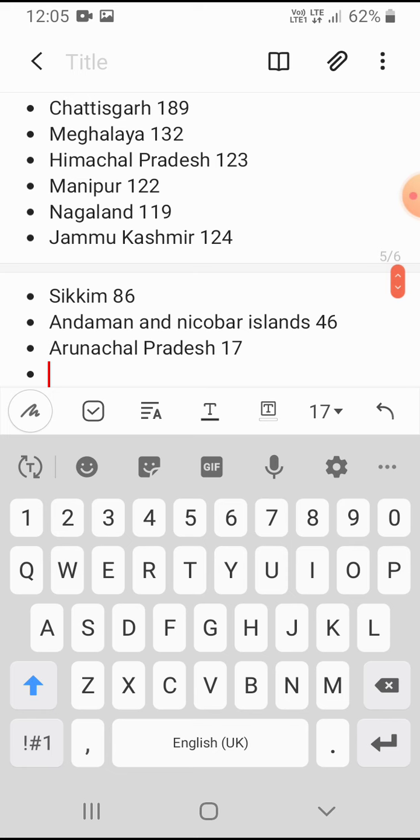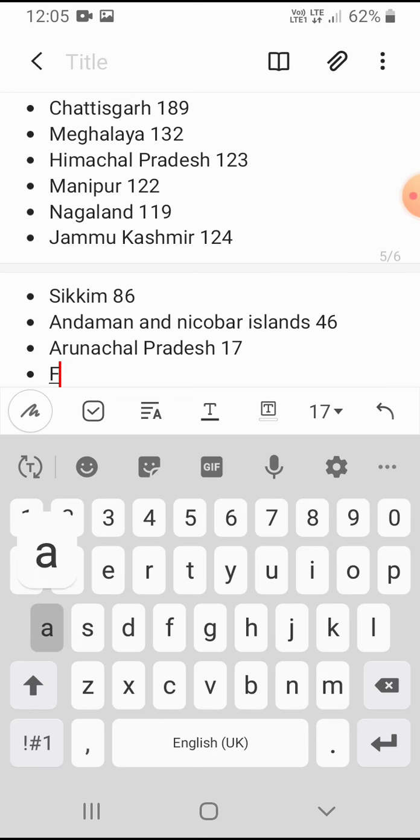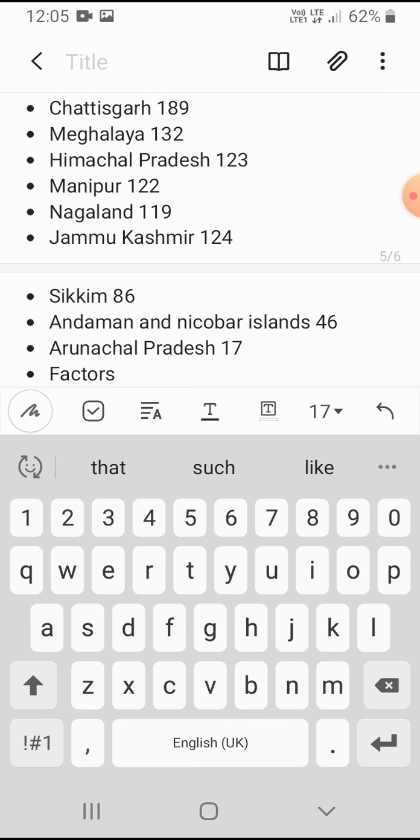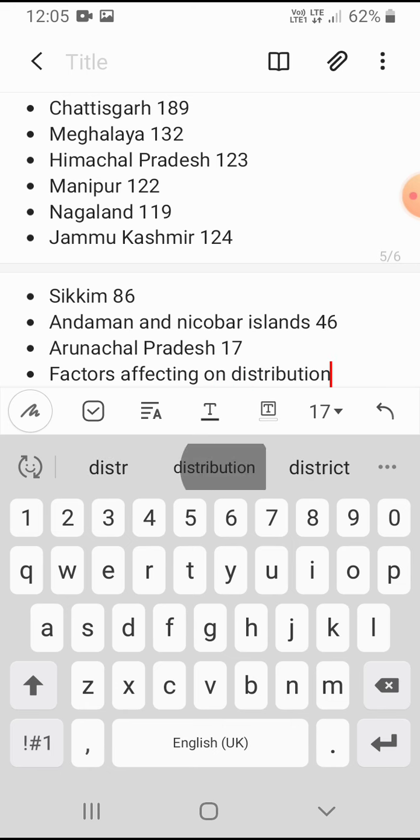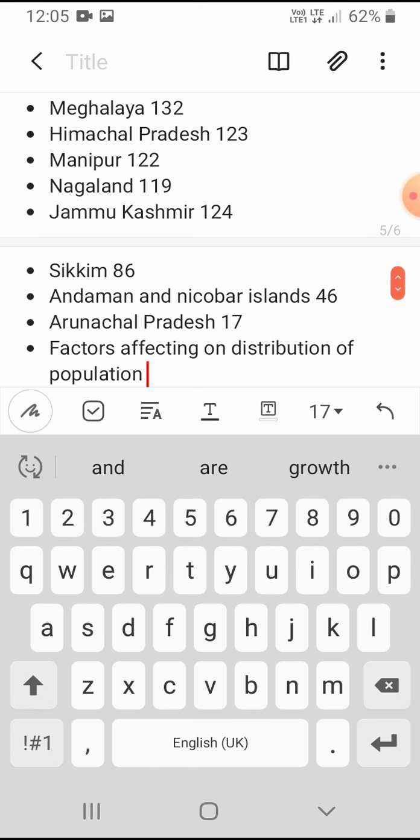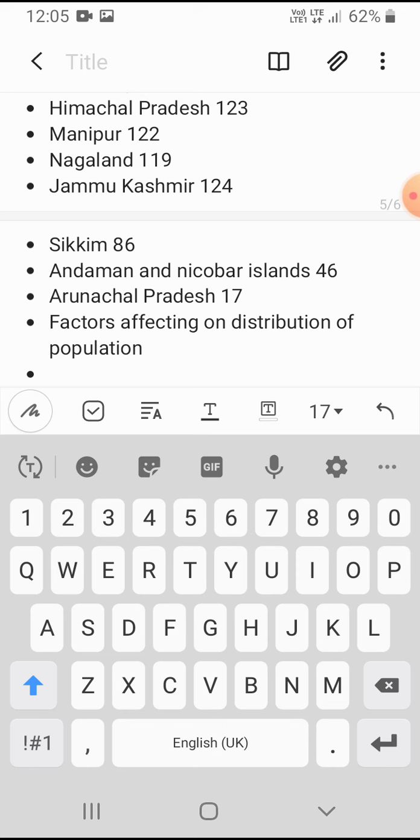So this is the area of lowest density, highest density, and medium density. After this, the final topic is the factors. They may ask about the factors affecting the distribution of population, on which factors the population of India is distributed. I will write the names and I will explain.